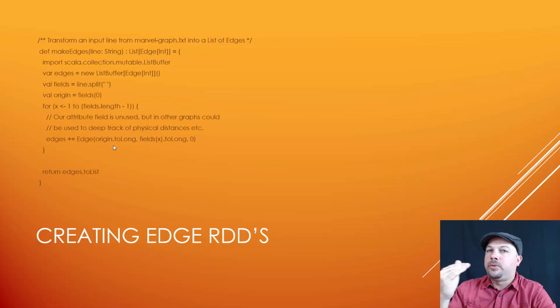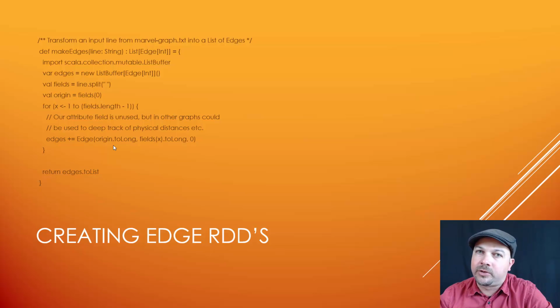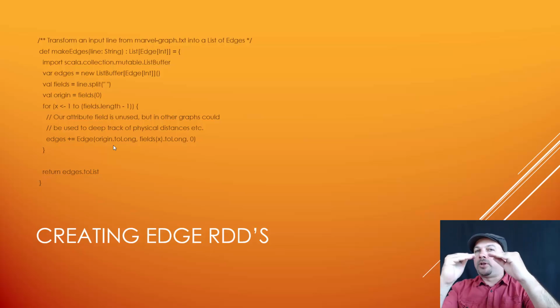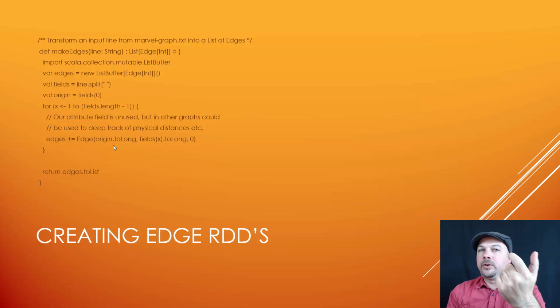In this case, we're going to go through the actual Marvel data here for the actual connections. And if you remember, each line of input here is the superhero ID followed by a list of the superhero IDs of all their connections. So what we return here is actually a list of edge objects, and these edges are wrapping integer types that are just the superhero IDs themselves.